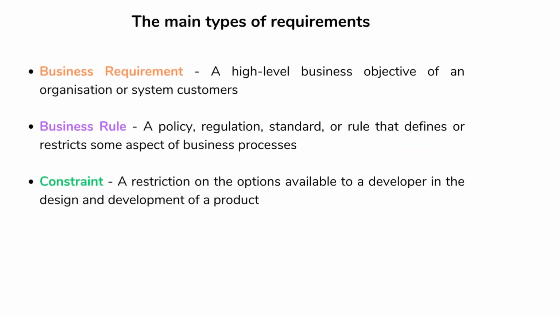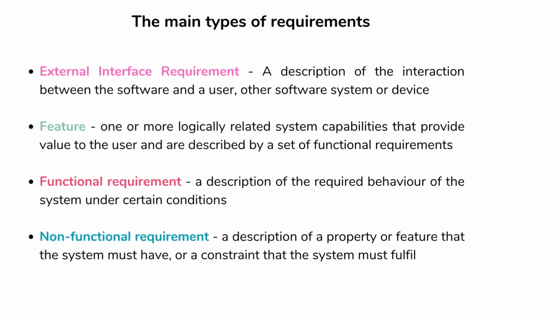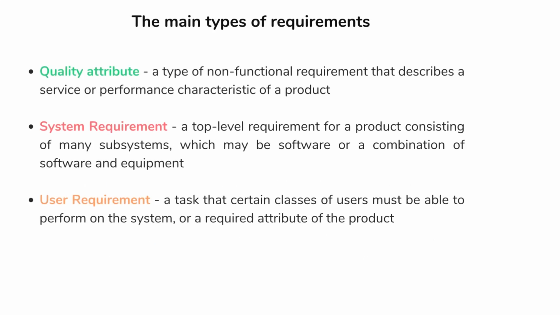Because of the many different types of requirement information, they need a common set of descriptions that can identify each requirement. Here are the main types of requirements: business requirement, business rule, constraint, external interface requirement, feature, functional requirement, non-functional requirement, quality attribute, system requirement, user requirement.